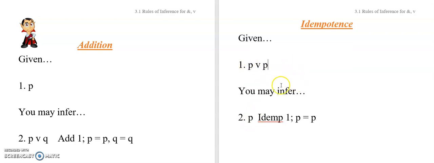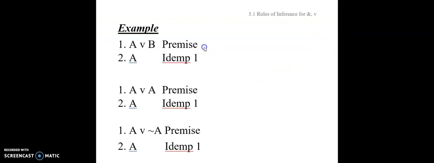So let's try a couple of examples to make sure you really get how idempotence is supposed to work. Each of these three cases here, here's a case, here's a case, here's a case, uses idempotence. In which cases is the use of idempotence legitimate, and in which cases is it illegitimate? Permissible or impermissible for each of the three cases? Pause now.